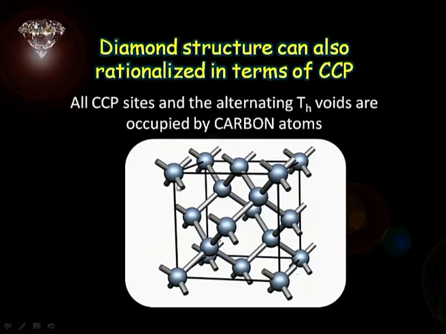Because all CCP sites are carbon, and wherever there are alternate, that is either T plus or T minus tetrahedral voids, there are carbon atoms linked together through covalent linkages, what you get is the structure of diamond. Let us move on to cesium chloride.